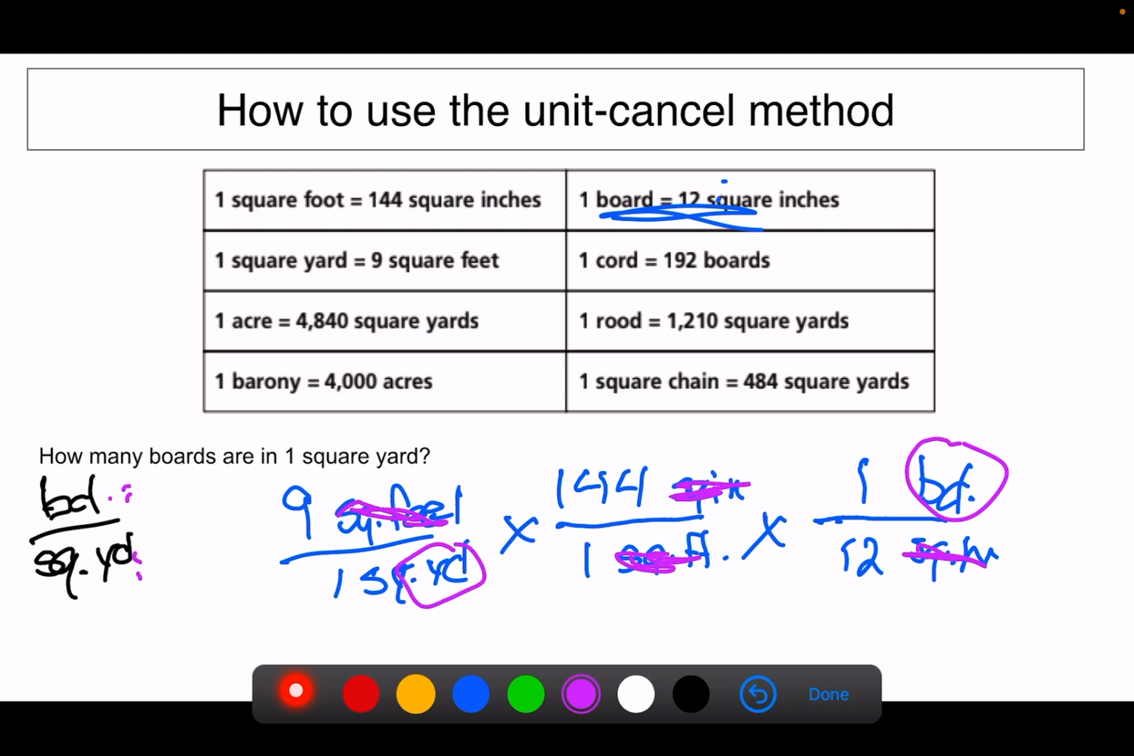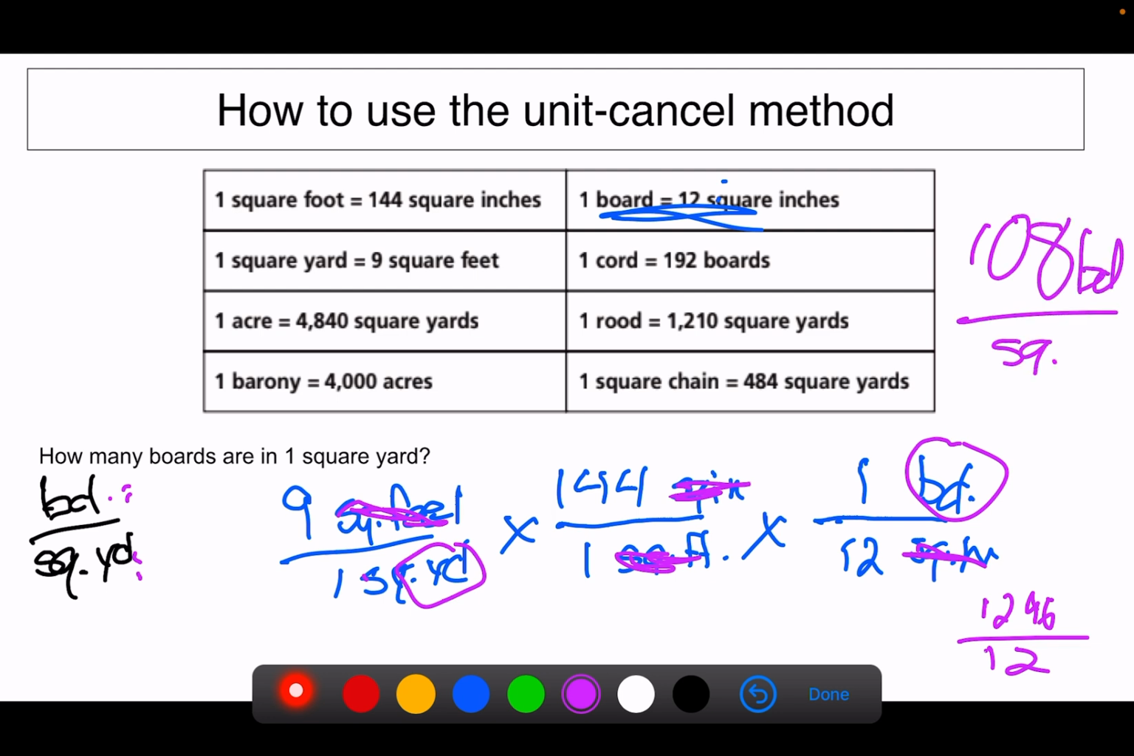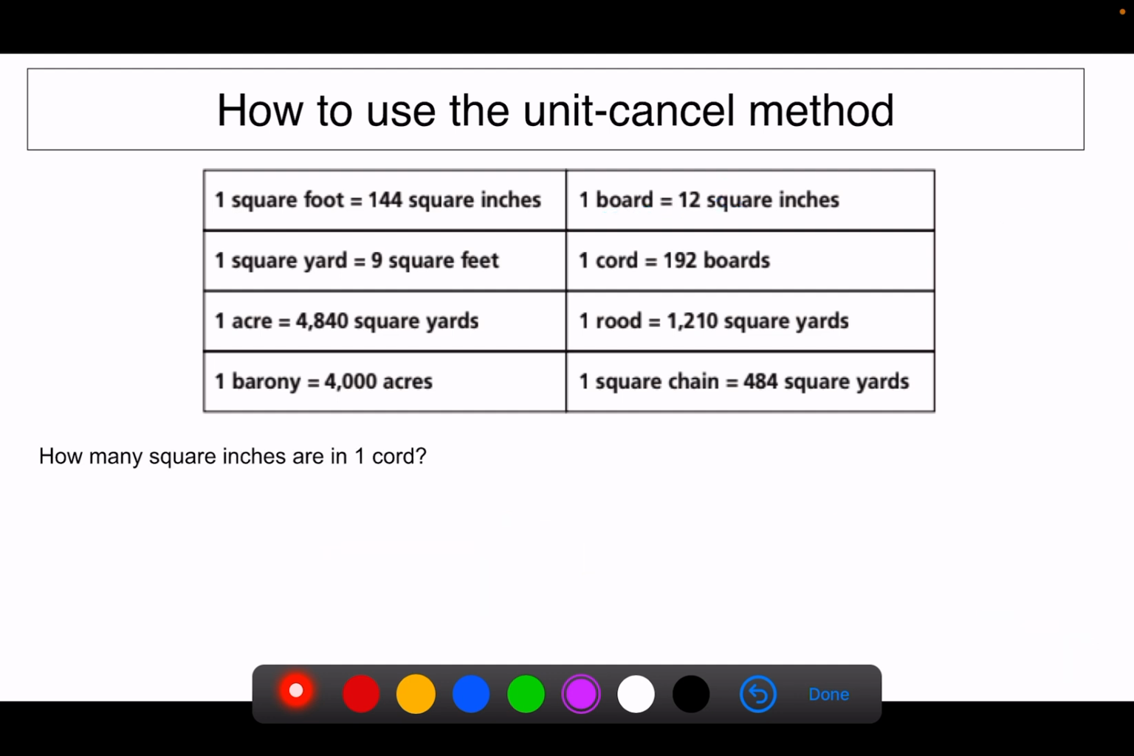Boards over square yards. Now I just multiply the numbers. 9 times 144, I already did the math for you, equals 1296. And 12 is left on the bottom. 1296 divided by 12 will equal 108 boards per square yard. 108. All right, let's try another one.